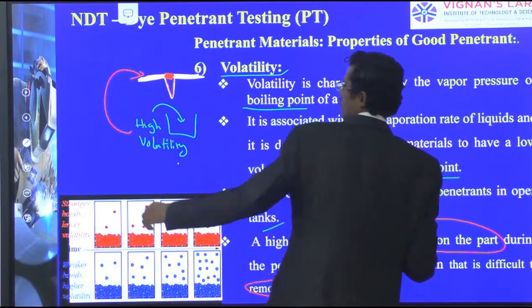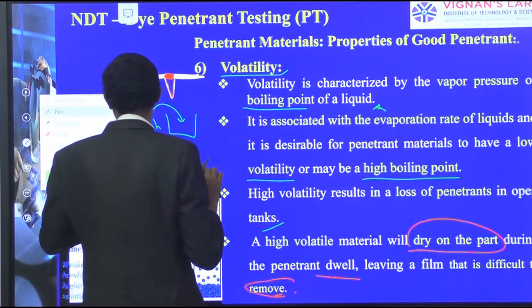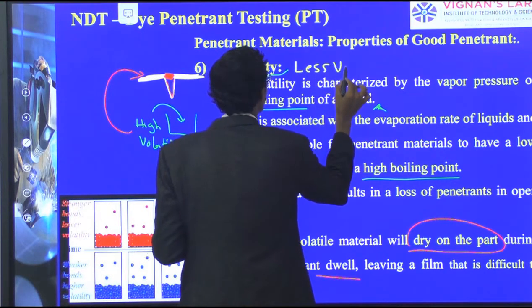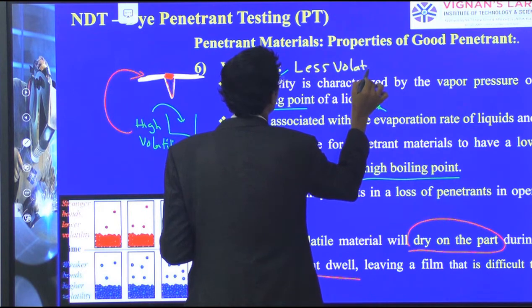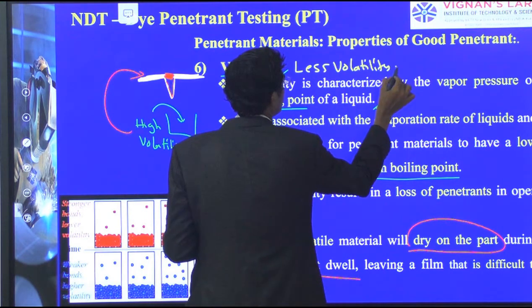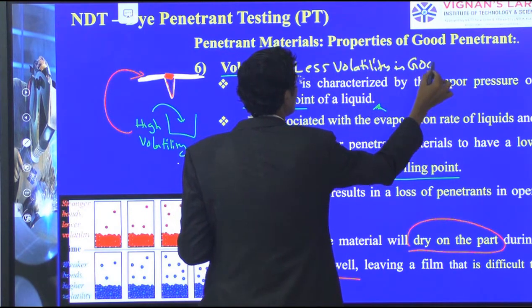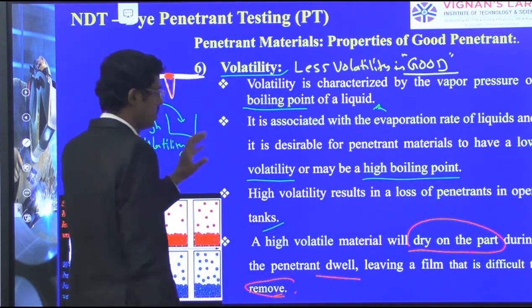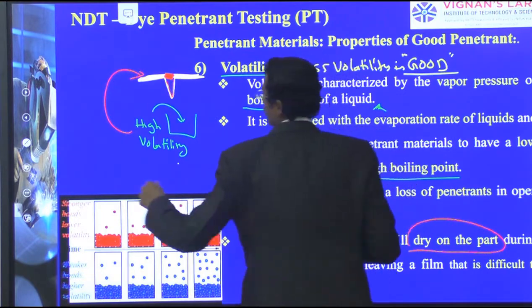Volatility, the condition, means we should have less volatility. That is good. Low volatility is good. These are good things, the volatile property.